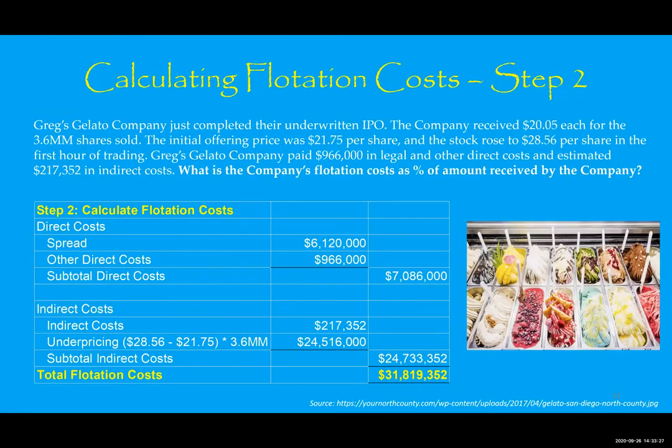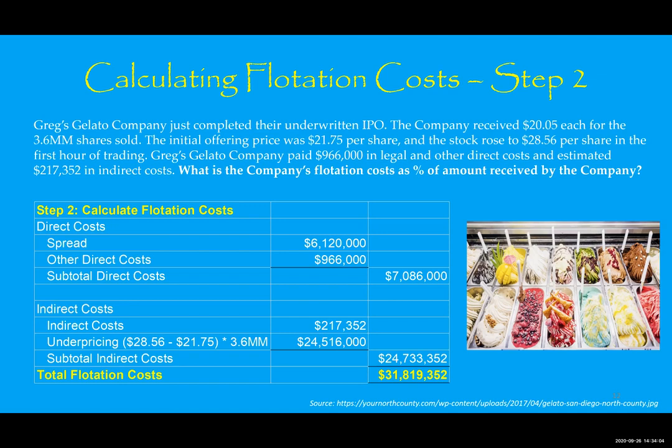Okay, so now let's do step 2. In step 2, again, we are subtotaling our direct costs, including the underwriter spread, and that's how you get $7,086,000. Now let's go and look at the indirect costs. We have the indirect costs that the company estimated of $217,352. But there is also the indirect costs in terms of the amount of money the company lost out on or missed out on by underpricing the shares relative to market demand.